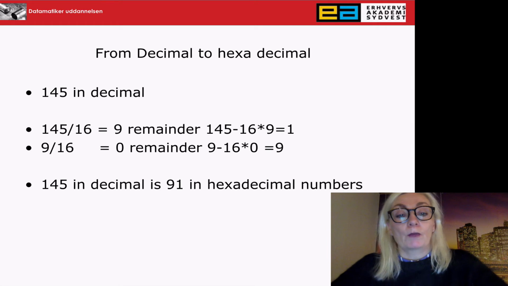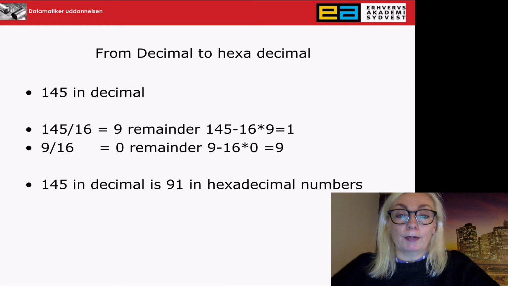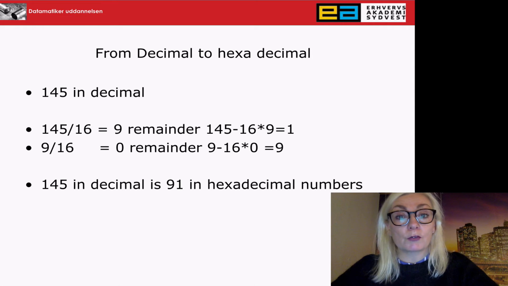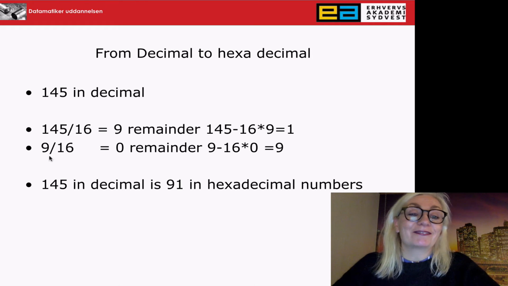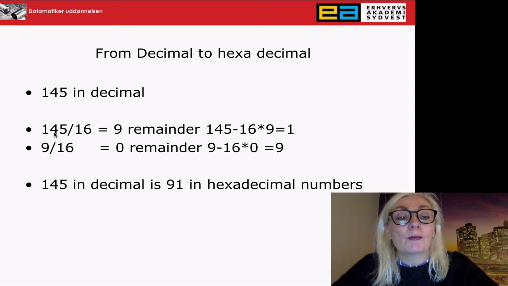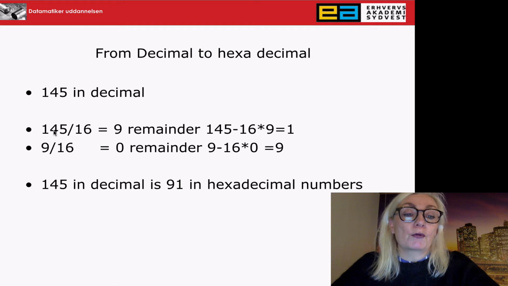So what I do here is the same thing as I did in binary. I divide by the base of the number I want to convert into. So I want to convert into hexadecimal, and the base is 16. So I go and say how many full times will 16 go up in 145. So I take 145 divided by 16, which will give me 9 point something. So it's a full 9 times, and then I have a remainder.